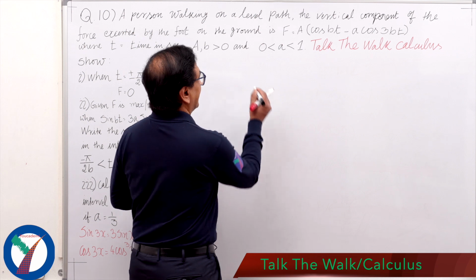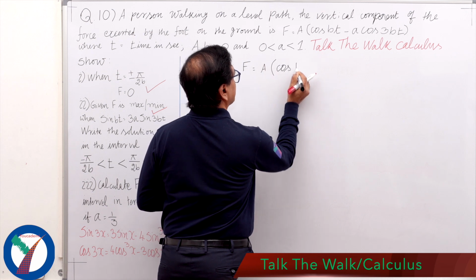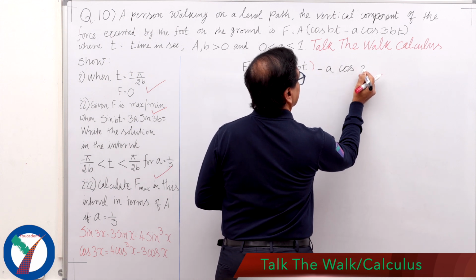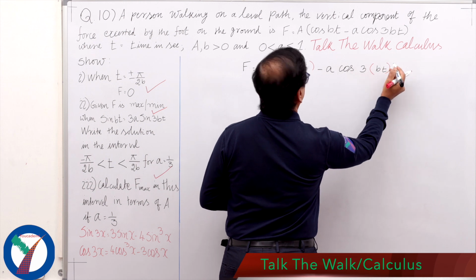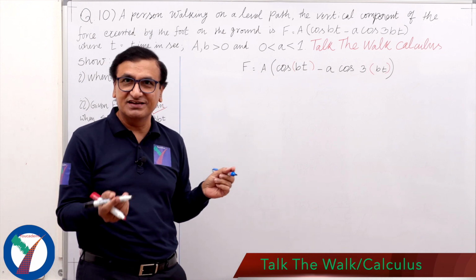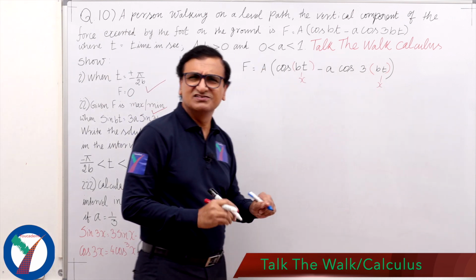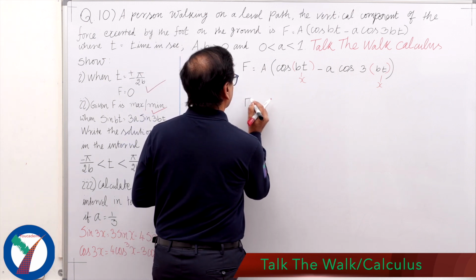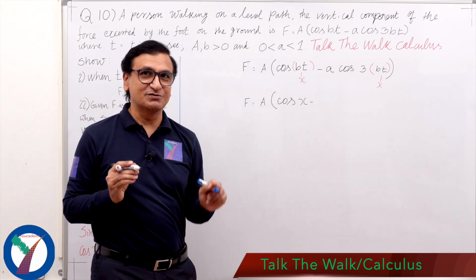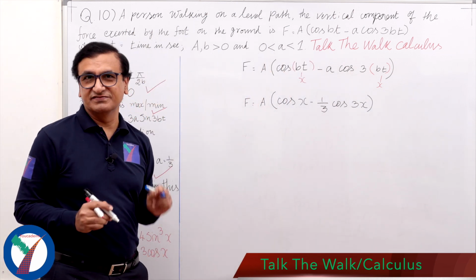So here are the calculations. Our function f equals A multiplied by cos bt minus a cos 3bt. I am going to differentiate f with respect to bt. But instead of writing df by d(bt), I am going to write bt as some x. Let me call this x, just to simplify things. So, f equals A multiplied by cos x minus small a, which is 1 divided by 3, cos 3x. Okay, now let us take the first derivative, that is df by dx.